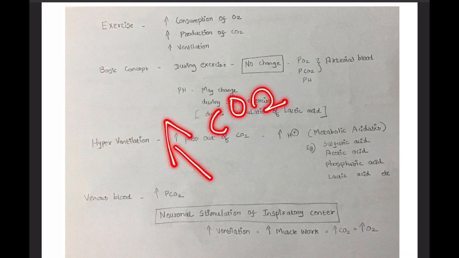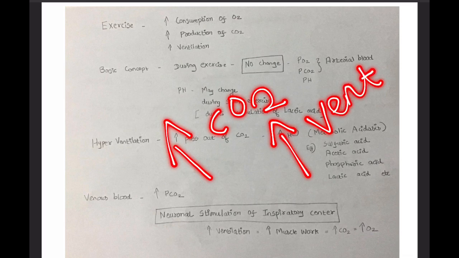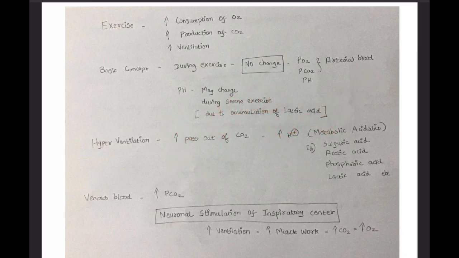So whenever you exercise, there will be increased consumption of oxygen and there will be increased production of CO2 and there will be increased ventilation. So what do you mean by this ventilation? Ventilation means the air you inspire and expire. So in exercise you will inspire more air and you will expire more air out, so that is ventilation.